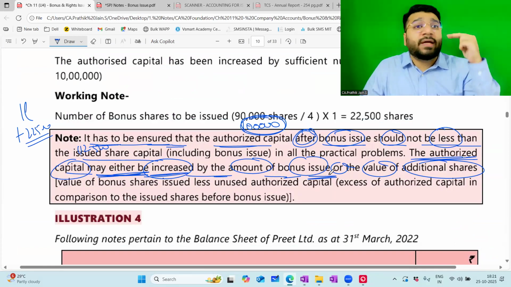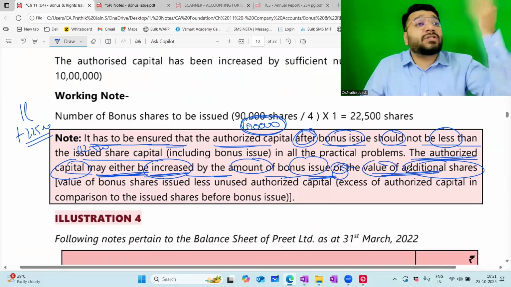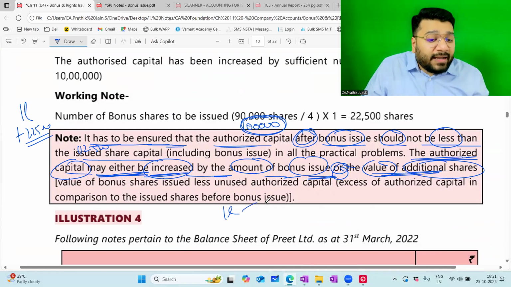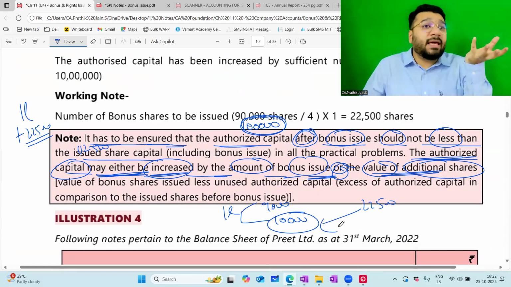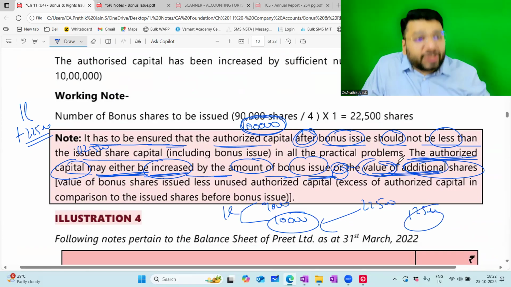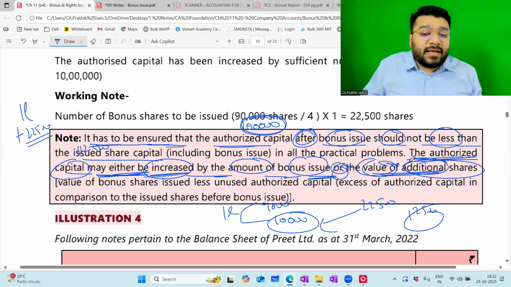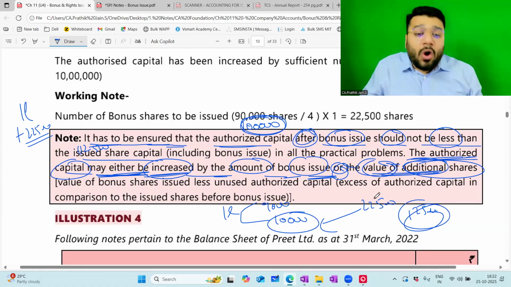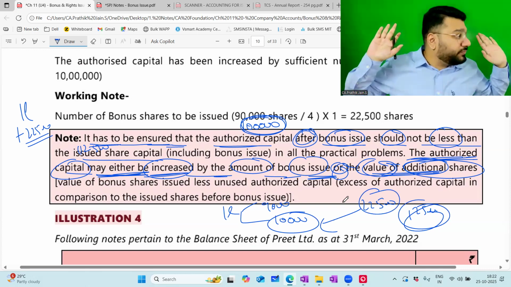What is the bonus issue? Increased by 22,500 or the value of the additional share. How much additional share we want? Out of 1 lakh, 90 already issued. How much is the vacancy? 10,000. 22,500 is my bonus. The 10,000 cushion is already there. How much cushion is not there? 12,500. For this value addition, for extra how much you require, that much you increase the authorization. So either increase the authorized share by 12,500 or by the entire bonus value, whichever feels comfortable to you.